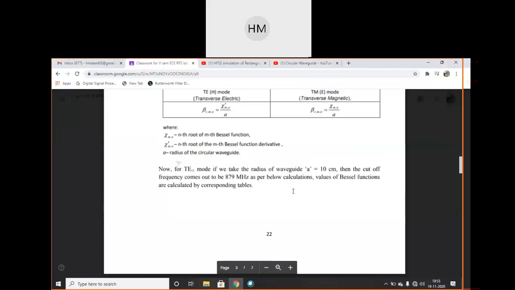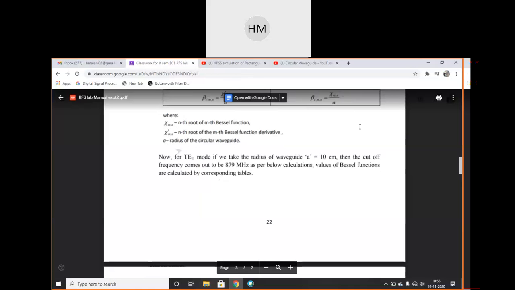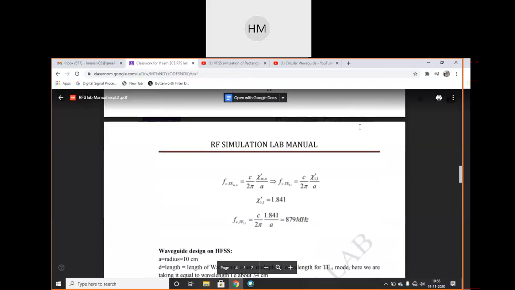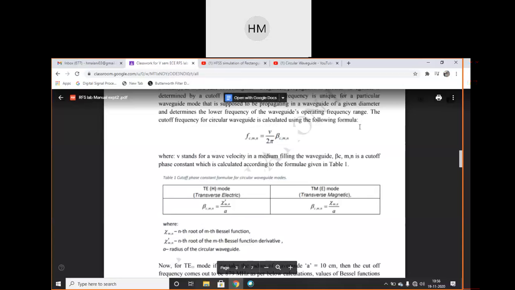See, just practice on the HFSS software, and if you are unable, see the videos. They are designing it for 10 centimeter. You can design for other values also. This is the inner diameter of your circular waveguide. Clear? So Fc is equal to, I am substituting the value of beta as xi upon A.